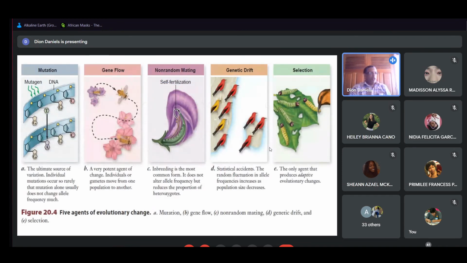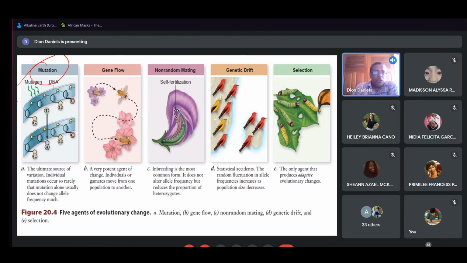So this chart outlines the 5 agents of evolutionary change, or the 5 things that would cause evolutionary changes. The first one here is mutation. We know what mutation is, all right? Individual mutations occur so rarely that mutation alone usually does not change allele frequencies much. We will look at mutations in depth. We know about the different types of mutations. We will study them. All right.